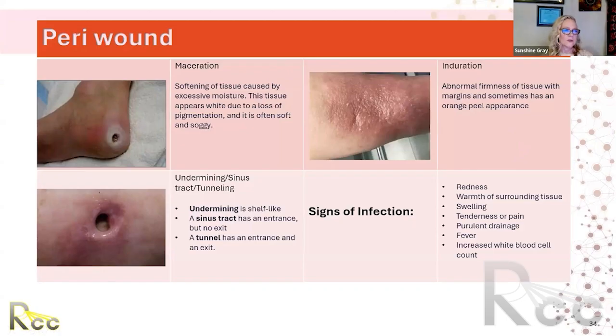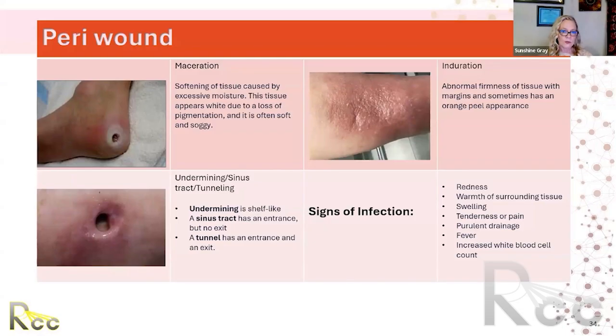This part is called induration, and we sometimes see this as an orange peel appearance on any color of skin. It's really just an abnormal firmness of the tissue, with margins, and sometimes, like I said, it has that orange peel appearance. It really is often seen in areas that have had some injury prior to radiation dermatitis, but it is difficult to heal with induration, so it's something that we would want to note. And then we typically do not see this in radiation dermatitis. However, I have had a few patients whose spine we have been treating, and so we've seen maybe some pressure ulcers in the area, and radiation dermatitis can really progress this problem.